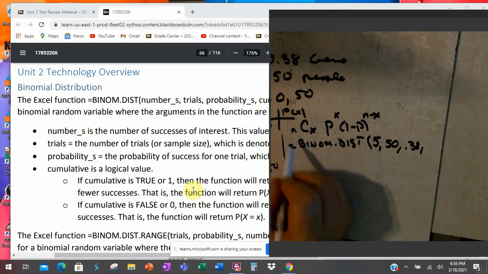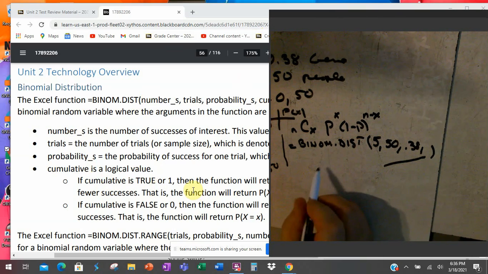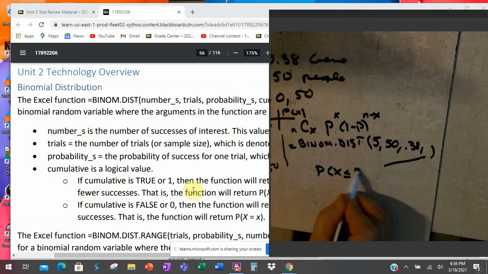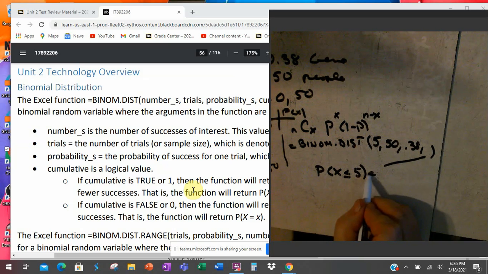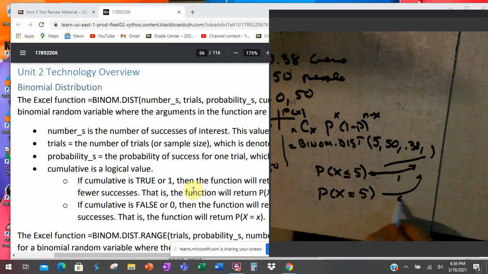If I'm asking for the probability of x less than or equal to 5, I would put a 1 here. If I'm asking for the probability that x is exactly 5, then I would put that last number as 0. The 1 sums up all the previous ones. Okay, so make sure you know how to use that. Write down your binom.dist and make sure you can carry through with that.